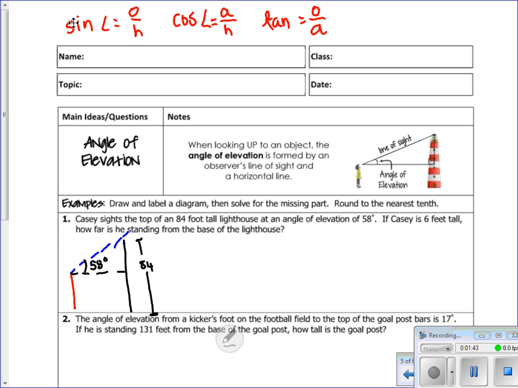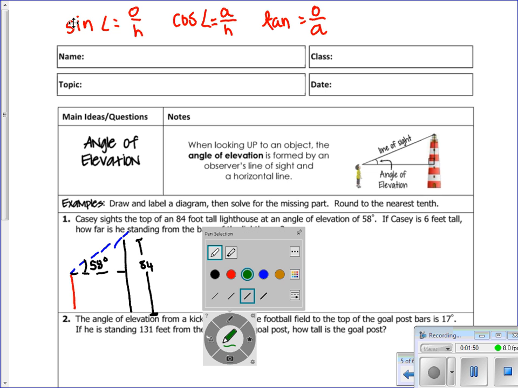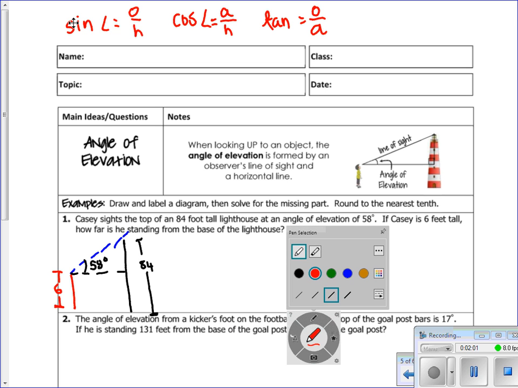So first of all, let's see what they're gonna do. They say Casey is 6 feet tall. Here, this kid is 6 feet tall. That's Casey. Now, they want to know how far he is standing from the base of the lighthouse. So they want to know this distance right here. This is a rectangle I just created, so this is x.